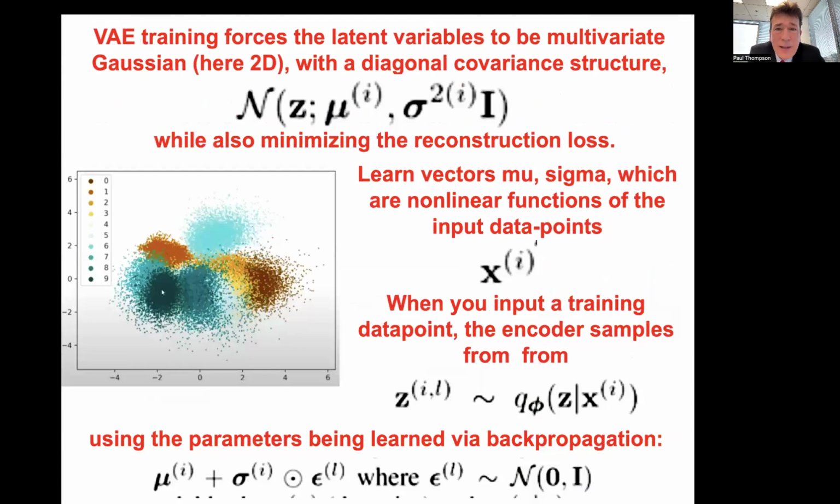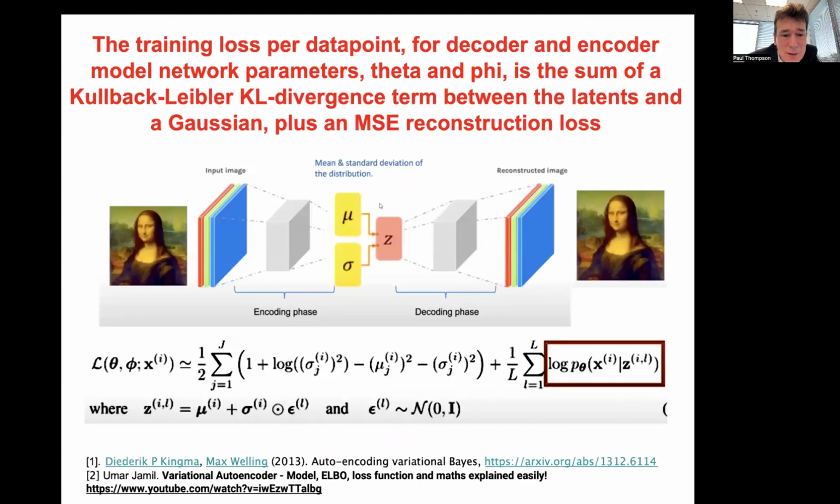And when you train a VAE, you force this embedding to have two properties. One is it has to be able to reconstruct the output with as close a smaller mean squared error as possible. But also the embedding has to be as close to a multidimensional Gaussian as possible, ideally with a diagonal covariance structure so that the latent factors are independent. And you can train this neural network to make these embeddings satisfy those two criteria. And the principle behind this is shown here.